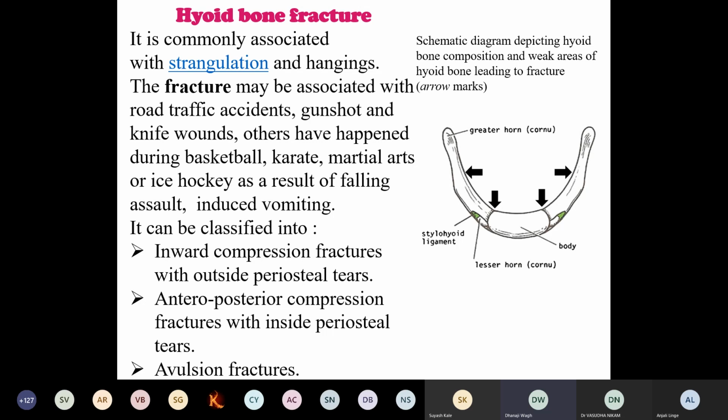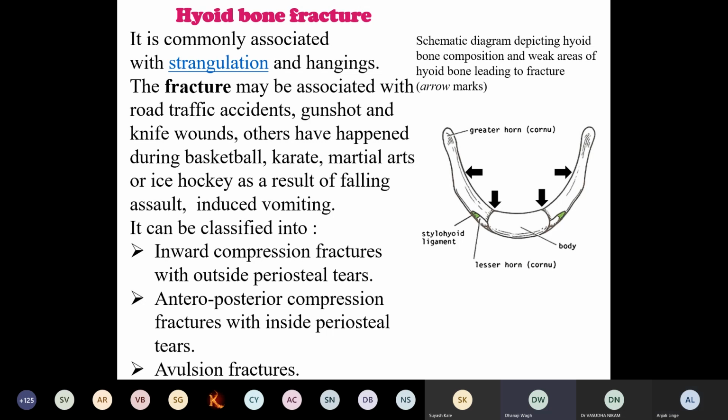Now see the hyoid bone fracture. This hyoid bone fracture is commonly associated with strangulation and hangings. The fracture may be associated with other factors. These are road traffic accidents, gunshot, knife wounds. Others are during basketball, karate, martial arts, or ice hockey, falls, assault. Again, there is a most important point. Severe vomiting is also one more factor.